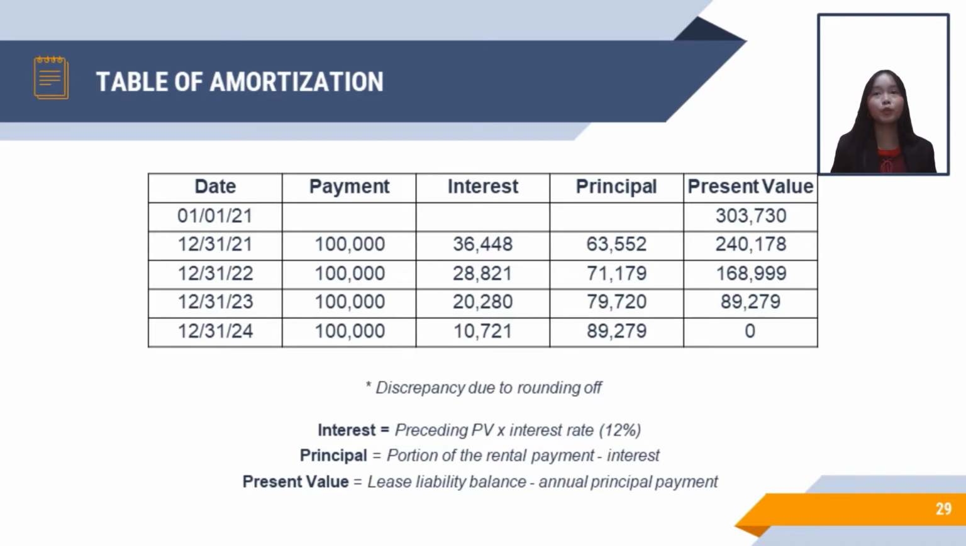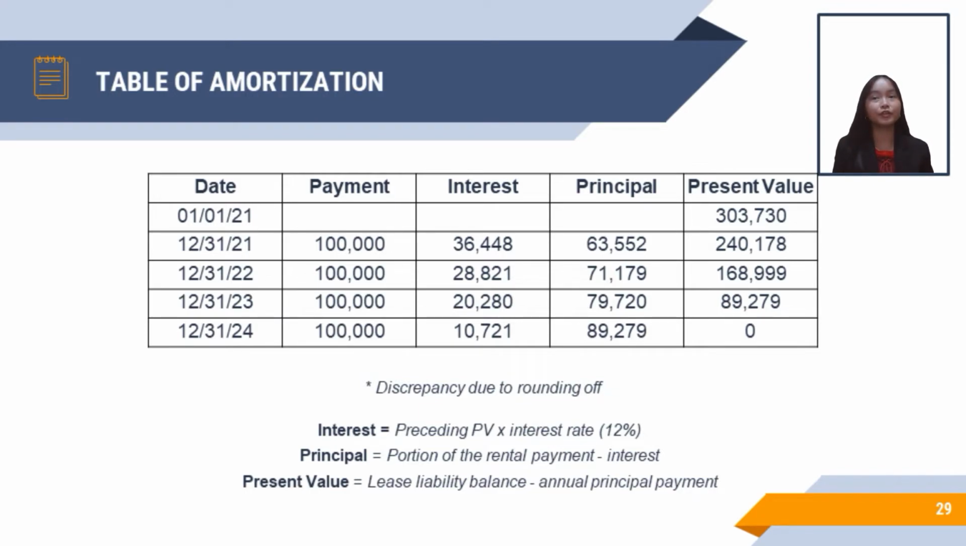So for December 31, 2021, we will multiply 303,730 by 12 percent. Thus, we have interest of 36,448 pesos and so on. For the principal, we will deduct the portion of the rental payment that goes to interest. So for December 31, 2021, we will subtract 36,448 from 100,000, and thus the principal is 63,552 and so on. Then, present value is equal to the balance of the lease liability minus the annual principal payment.